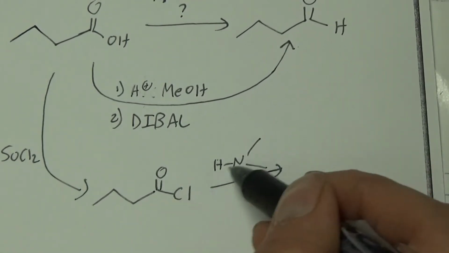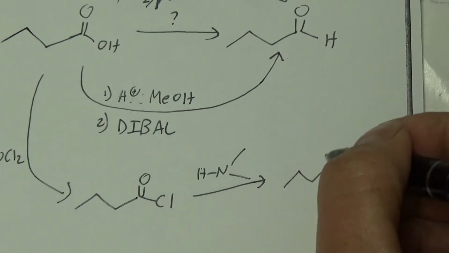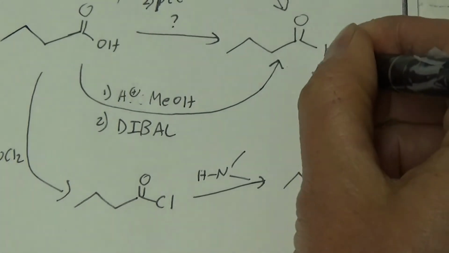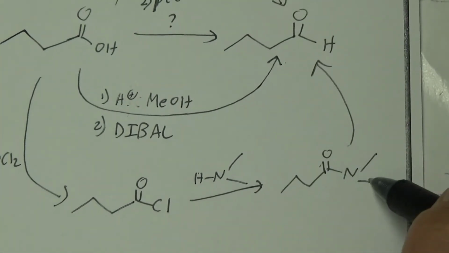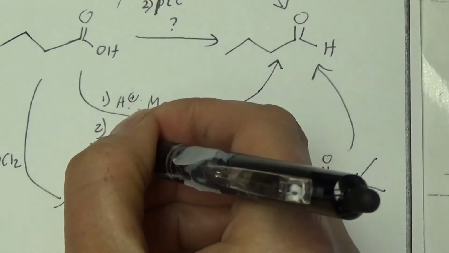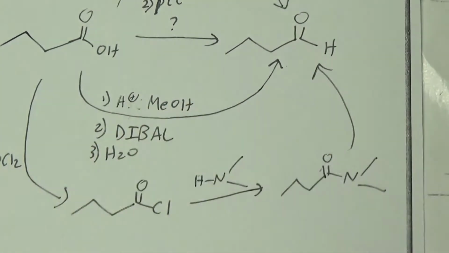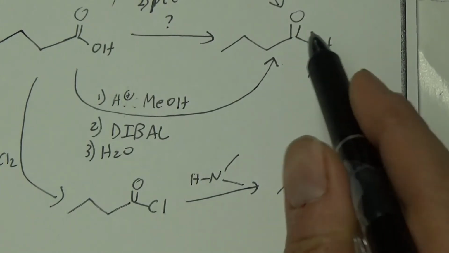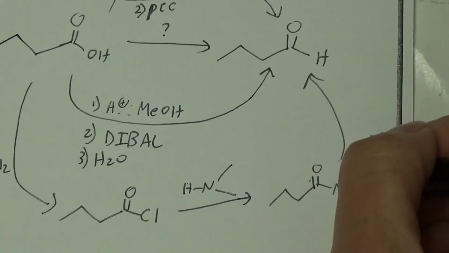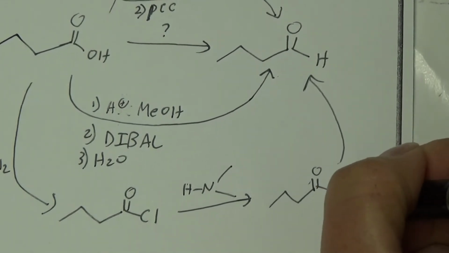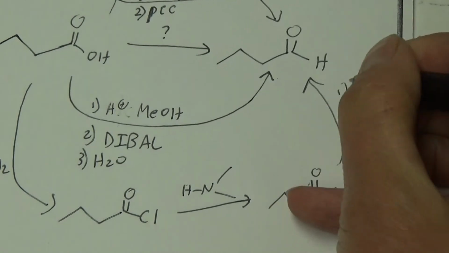So this is a NAS reaction that makes a dimethyl amide. And how do we reduce the dimethyl amide? Oh yeah, DIBAL. You always need an acid step after, or water or acid. How do we reduce the amide to an aldehyde? Single step reduction. That's DIBAL also. DIBAL.